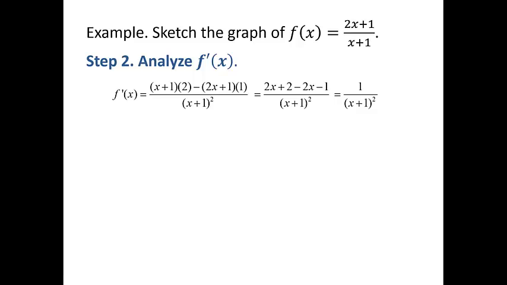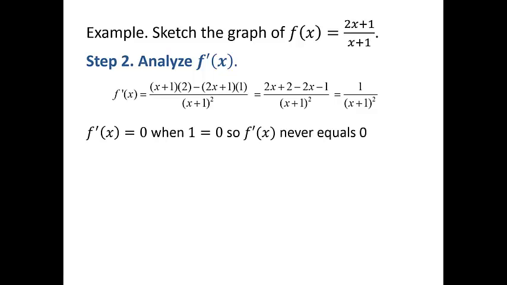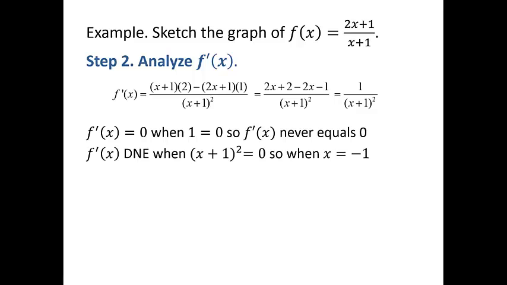We need to make a sign chart for f prime. So we need to know when f prime equals 0 or does not exist. F prime equals 0 when the numerator 1 equals 0, which never happens. And so f prime never equals 0. F prime does not exist when the denominator, x plus 1 squared, equals 0. So when x equals negative 1. So on our sign chart for f prime, we only need to plot negative 1.